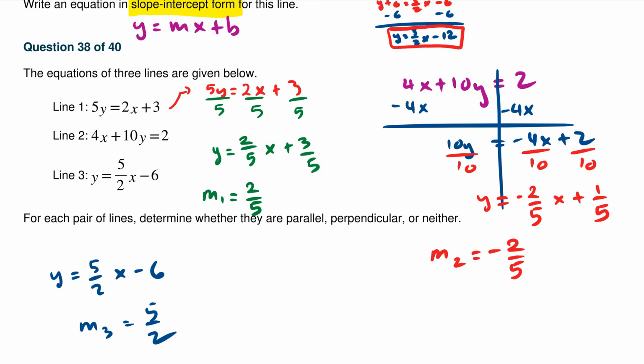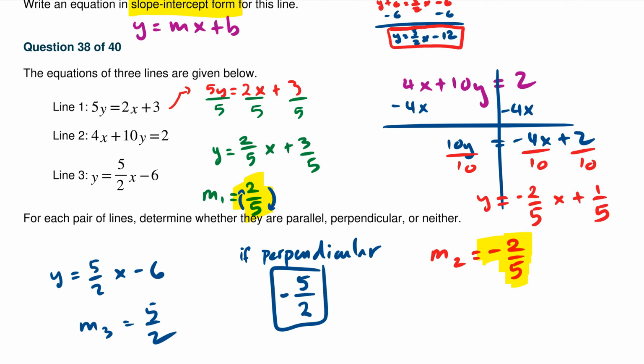Alright, so here we go. m1 is 2/5. To be parallel, m2 would have to equal 2/5 without the negative. With this negative, it's not parallel. Perpendicular has to be the opposite reciprocal. The slope would be the reciprocal 5/2 with the opposite sign, which is -5/2. For m2, it's just the opposite sign, but that's not a reciprocal, so it's not perpendicular either. So it's going to be neither.